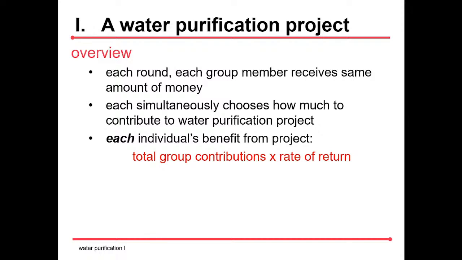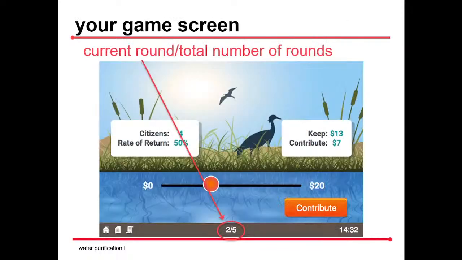You will be matched with other people. As I said, it could be in the classroom if you're in the classroom, but it could also be online. You don't know who is playing with you. And each individual's benefit from the project, typical public good situation, is proportional to the number of people contributing times some kind of return rate. So this is going to be the interface.